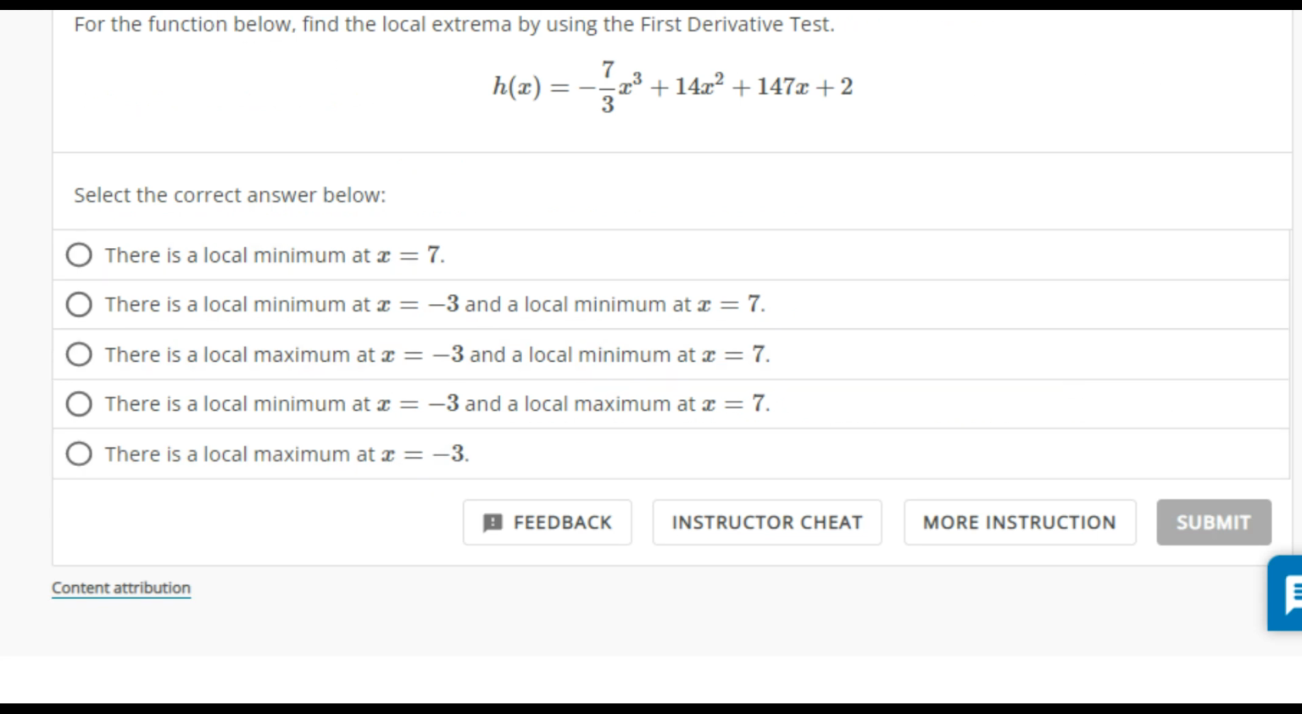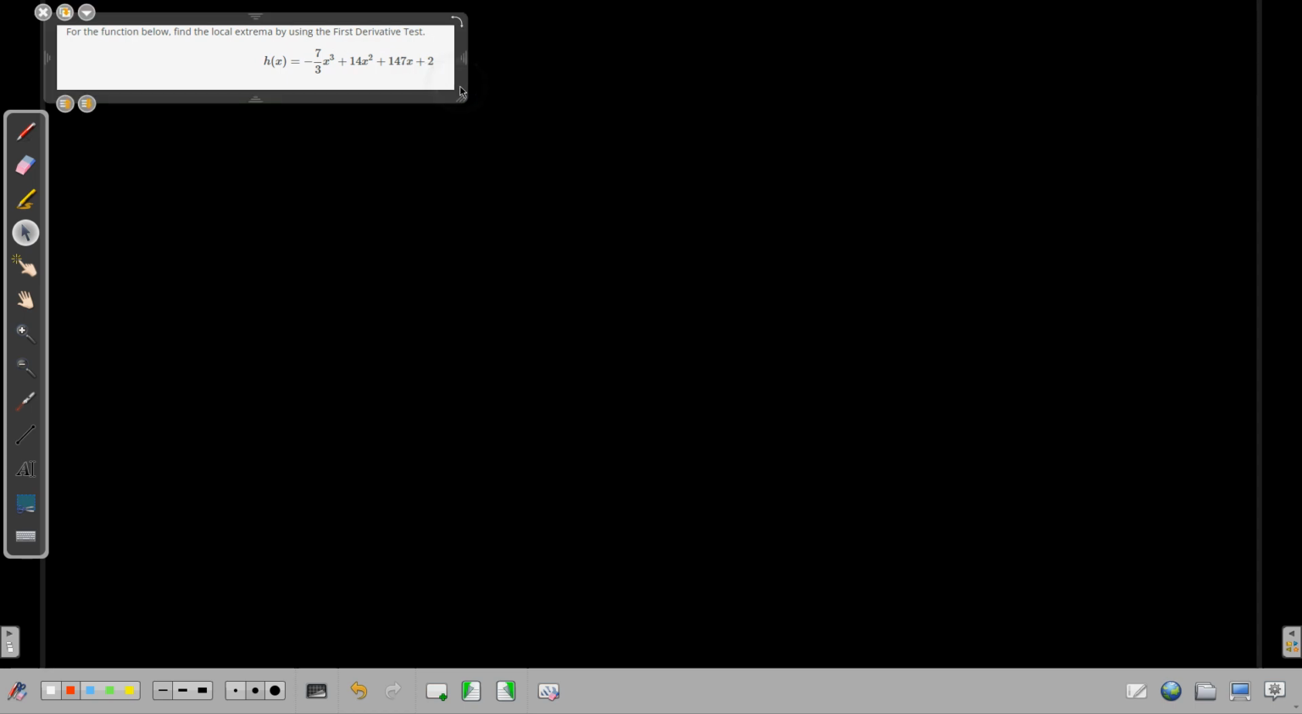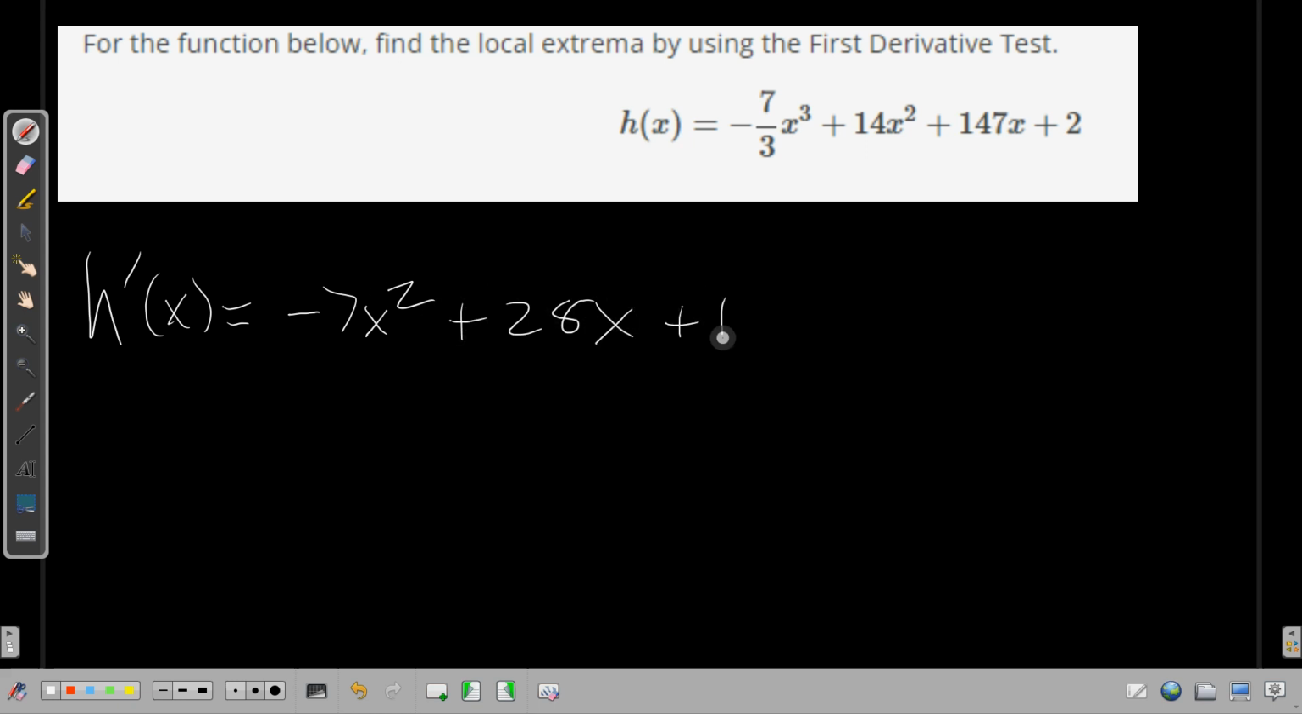Okay, here's another one. Let's find h prime. H prime will be negative 7x squared plus 28x plus 147. Now, I'd bet money that 147 is divisible by 7, sure enough. So I'll factor out a GCF of minus 7 and be left with x squared minus 4x minus 21.